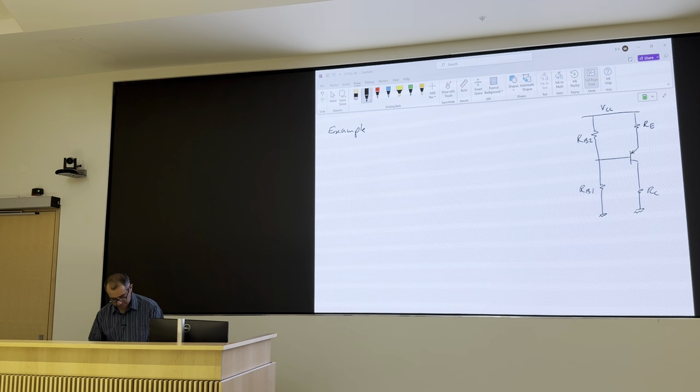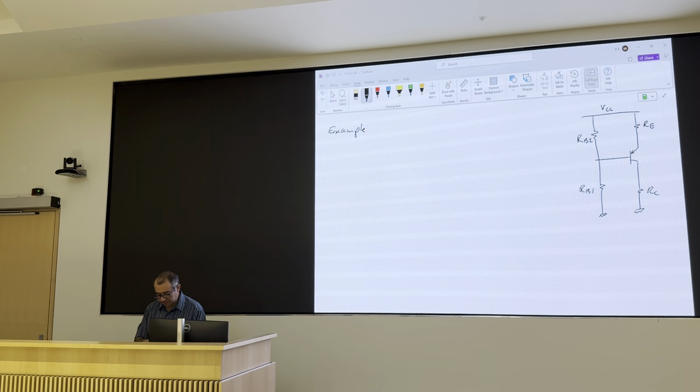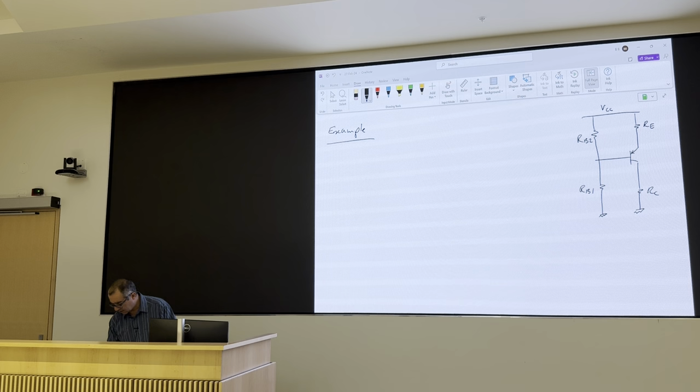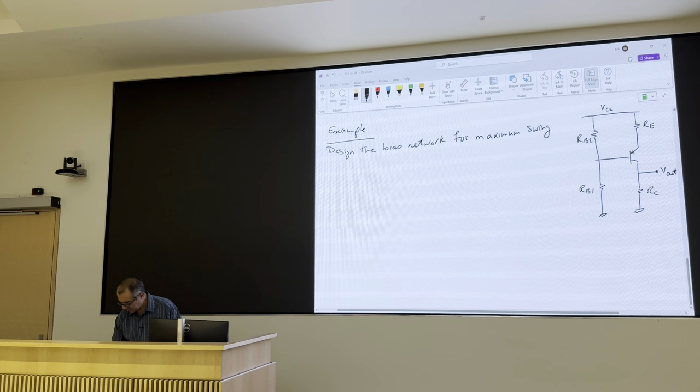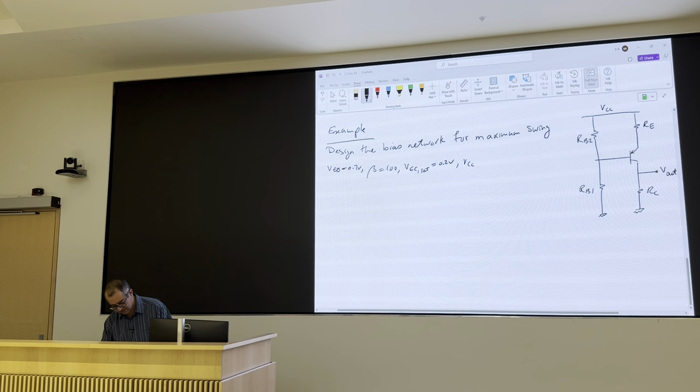And so this is an inverted ratio, right? So your RE and RB2 at the top. The question says design the bias network for maximum swing. This is your Vout. Assumption: VEB is 0.7 volts. Beta is 100. VEC saturation is 0.2 volts. VCC is 6 volts. And RC is 2 kilohms.